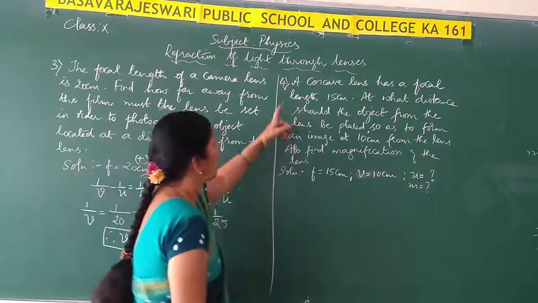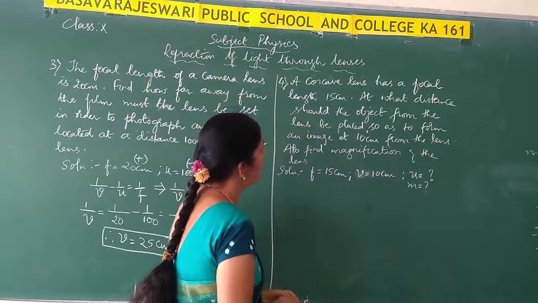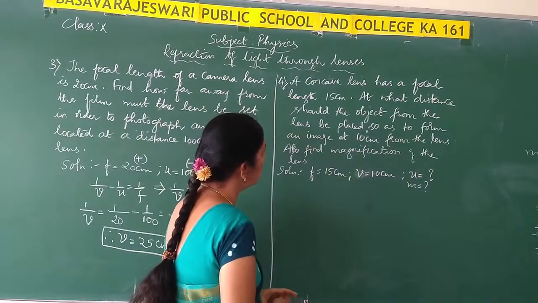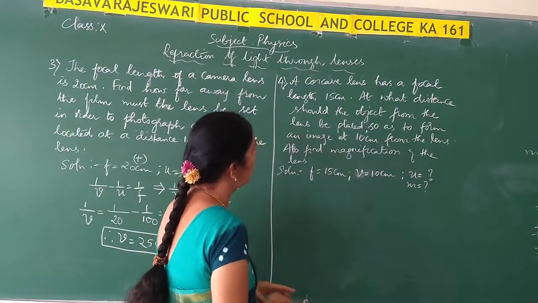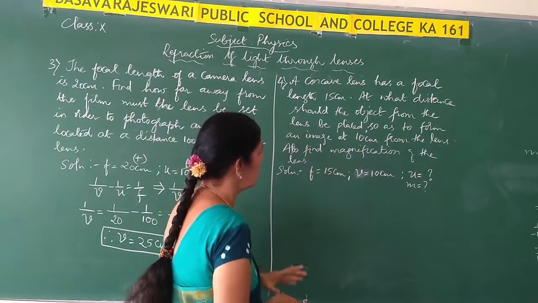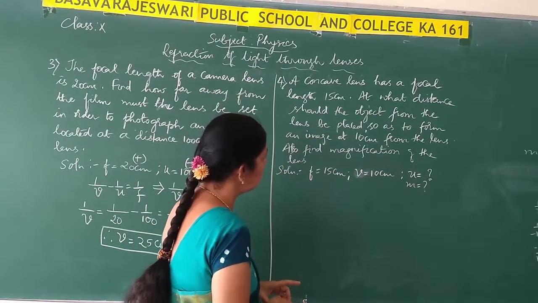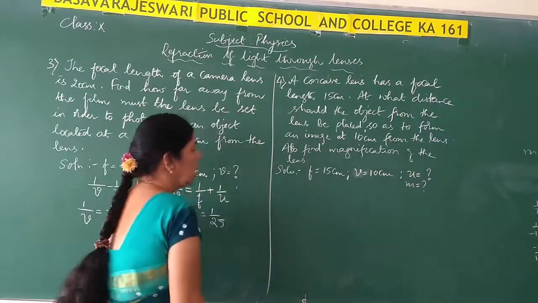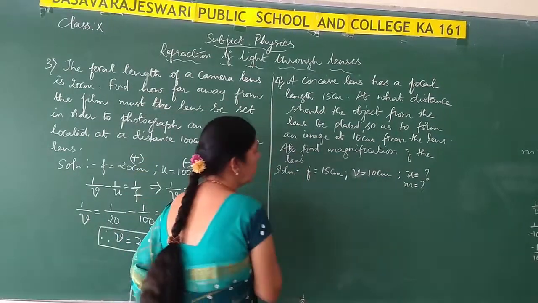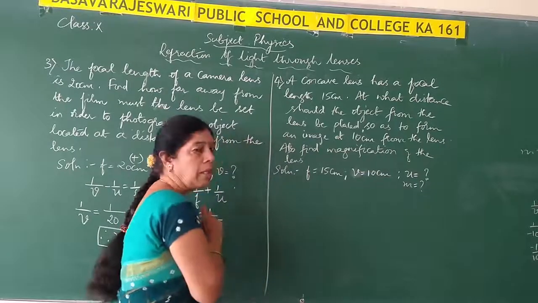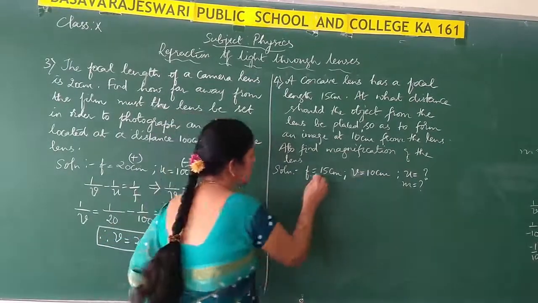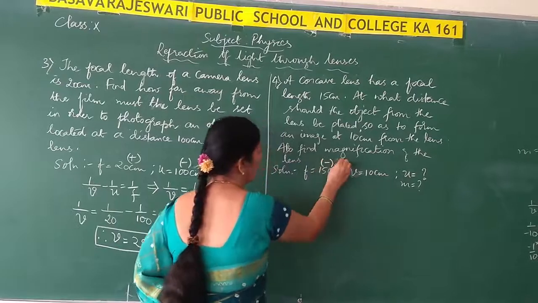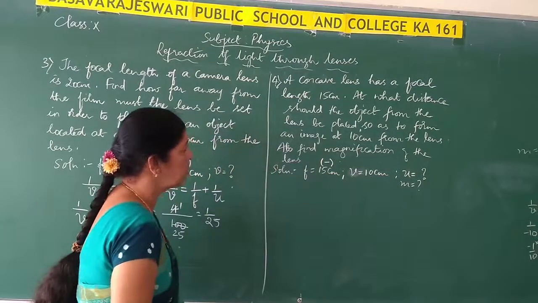Next, one more problem. A concave lens has a focal length of 15 centimeter. At what distance should the object from the lens be placed so as to form an image at 10 centimeter from the lens? Also find the magnification of the lens. So here we are provided with a concave lens, and we know that the focal length of a concave lens is negative, so take it with negative sign.